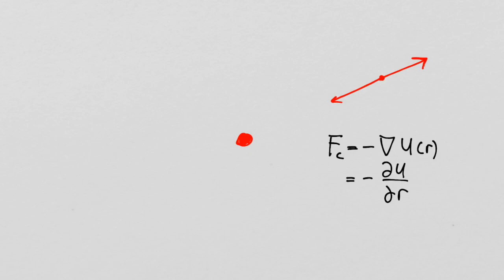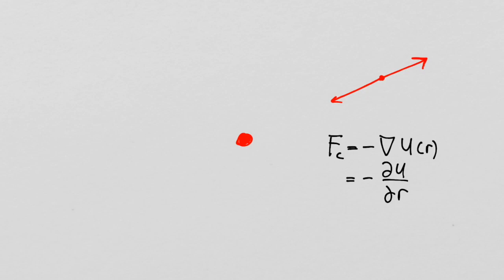That's part of our story here. And we're going to say that this central force is derivable from a potential U, but that U is only a function of r. And therefore, this central force is going to basically be minus partial U, partial r, because none of the other derivatives exist. In fact, you could say dU/dr if you wanted to. We'll stick with the partials for now.